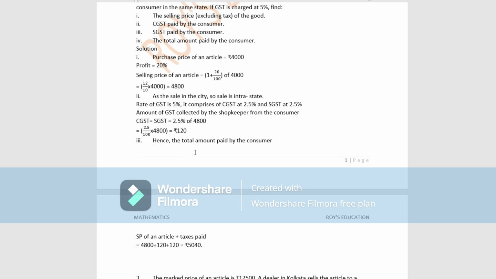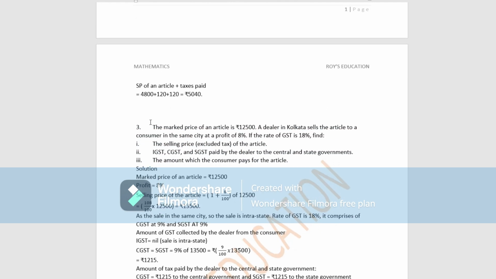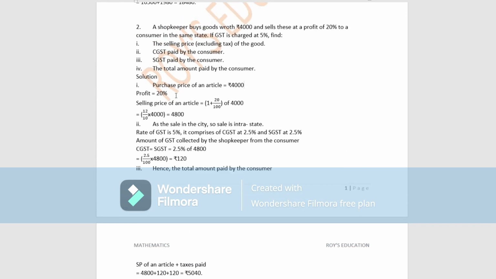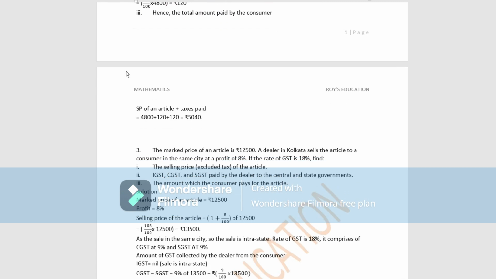Now the total amount paid by the consumer is the selling price of the article plus taxes paid. That means CGST will be 120 and SGST also 120. That means 4,800 plus 120 plus 120, that is equal to 5,040. So this is how you are going to solve the second problem.